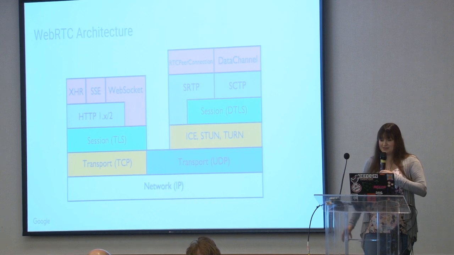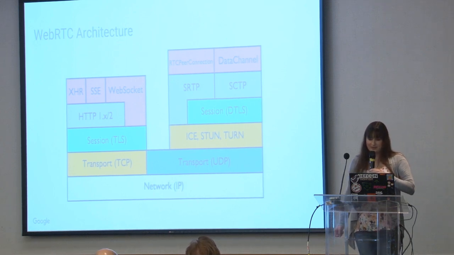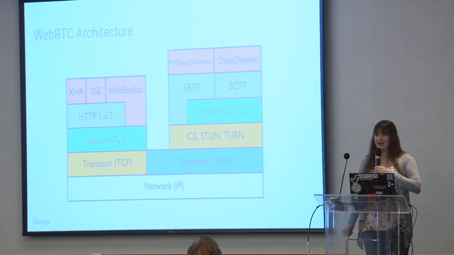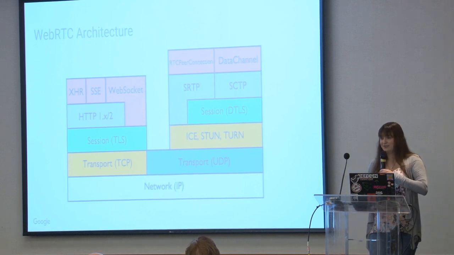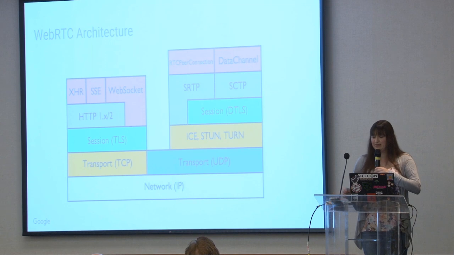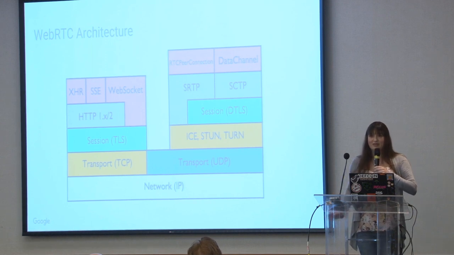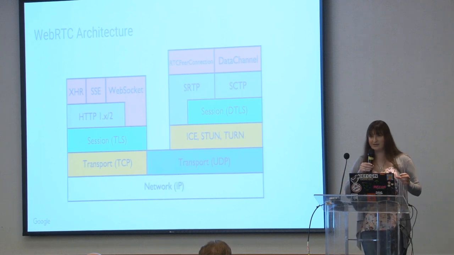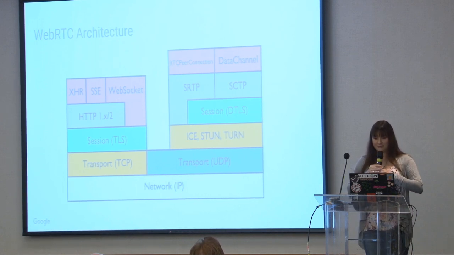And it says UDP here, but it's actually possible for this to be over TCP and a number of other protocols. But usually it's UDP. And then there's ICE, STUN, and TURN. These are the three protocols that help you get around the NAT. So usually on a network, it can be difficult to hit one peer from another peer, depending on your firewalls. But these are the servers that will help you find the way that you can talk to the other peer.